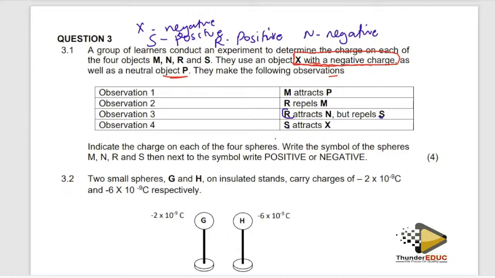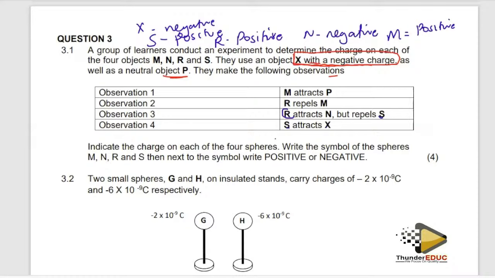Then if that is true, we still have R that is repelling M. R repels M. But we said R is positive, so M must also be positive. All right, I think that is that.